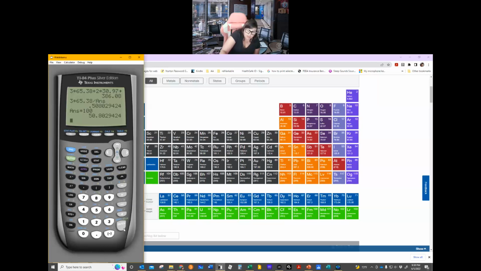If I want to go percent P, that's going to be 2 moles times the 30.97 grams per mole over the 386.1 grams per mole times 100. And that's going to be, dun, dun, dun. Oh, I didn't store that. Give me a second. I need to do this calculation again.